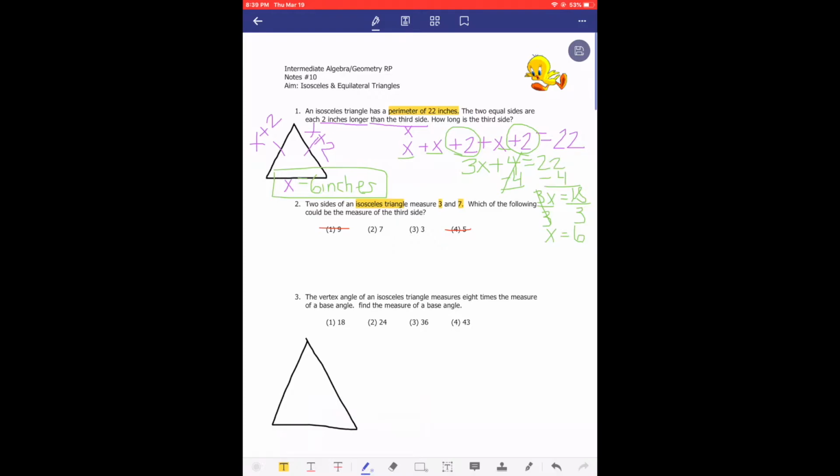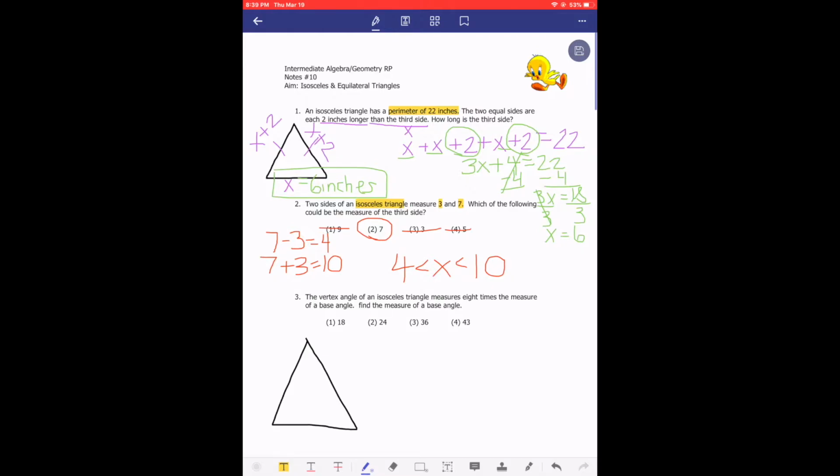Now I want to decide if my third side is either 7 or 3. So I need to find the range for the third side. To do that, we would find the difference between the two numbers. 7 minus 3 would give me 4. And then I would see the sum is 7 plus 3 equals 10. So I know my range has to be a number in between 4 and 10. So that would be choice 2. 7 is in between 4 and 10. 3 is not.